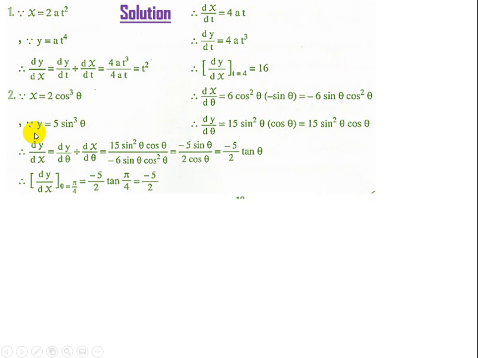To have dy by dx, you have to do dy by d theta divided by dx by d theta, which means 15 sine squared cosine theta over negative 6 sine cosine squared theta. 15 over negative 6 will be negative 5 over 2, cancel one cosine with the denominator, and sine down and up. So the remainder is negative 5 over 2 times sine theta over cosine theta, which means tan theta. dy by dx when theta equals pi over 4, which means 45, will be negative 5 over 2 times tan 45, which is also negative 5 over 2.